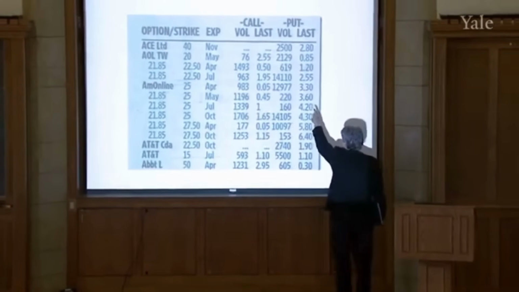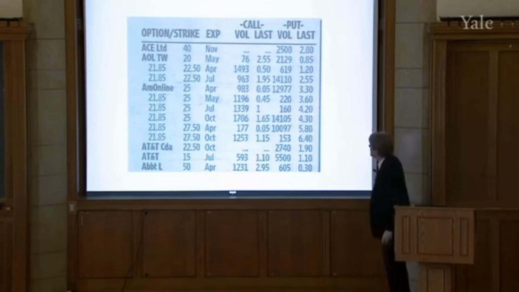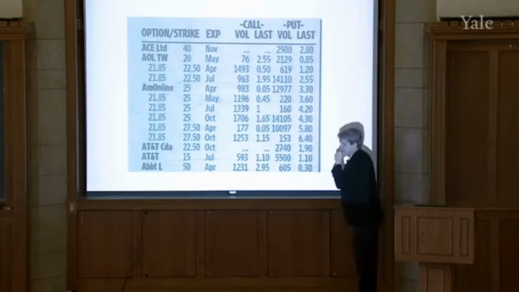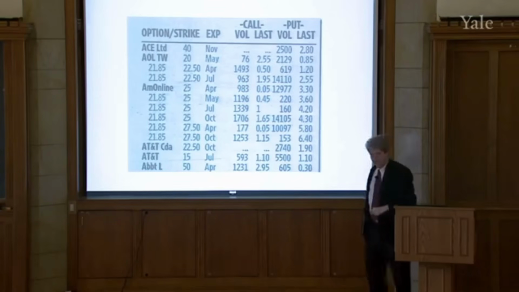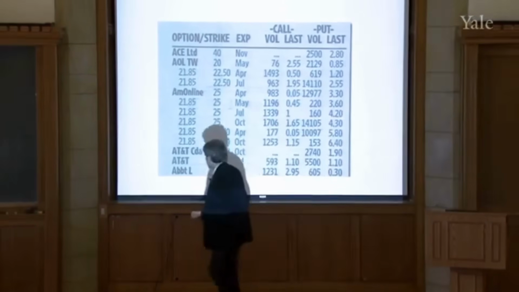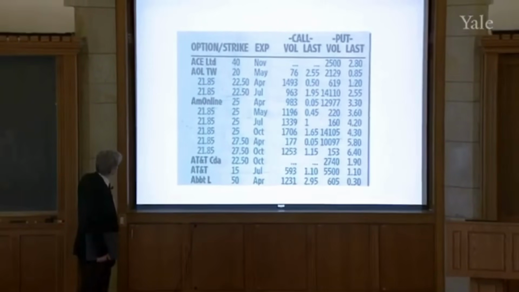And then there's put options traded. A lot more puts were traded on that day. There were 2,000 put options traded on that day in April 2002. And the last price of the put option was 85 cents. So for 85 cents, you could buy the right to sell a share of AOL Time Warner at $20. And similarly, you could buy the right to buy it at $20 for $2.55.